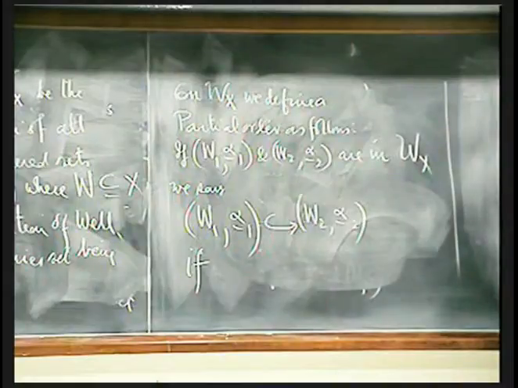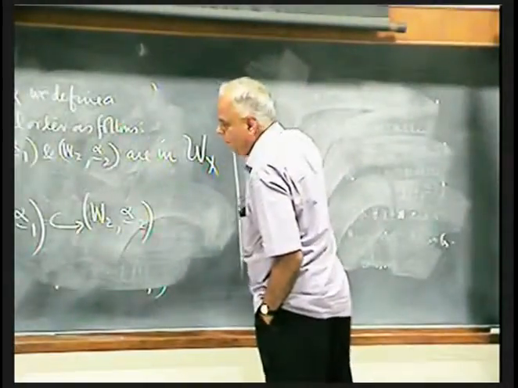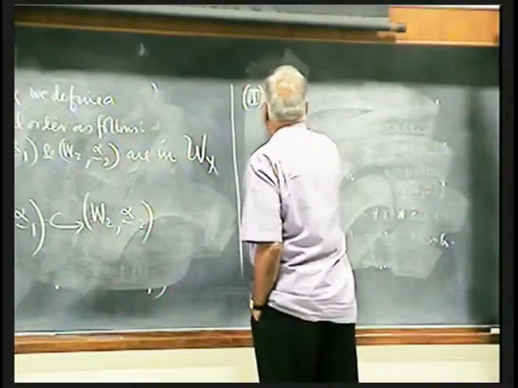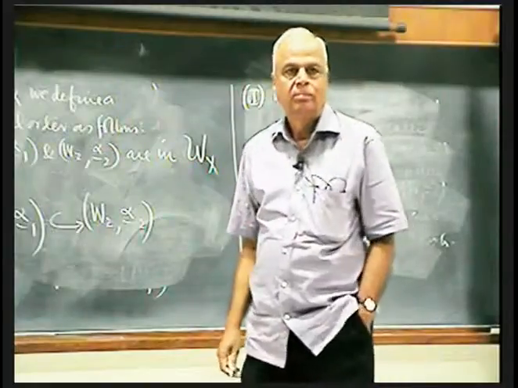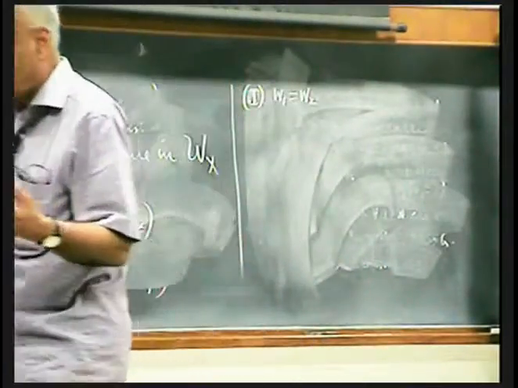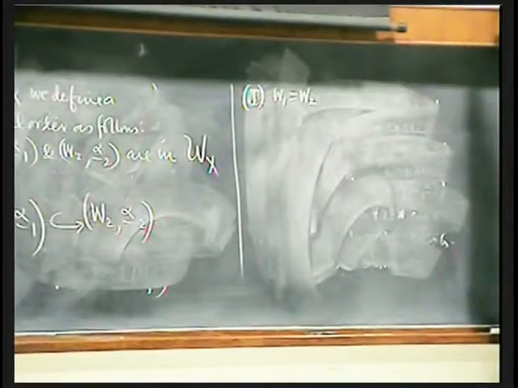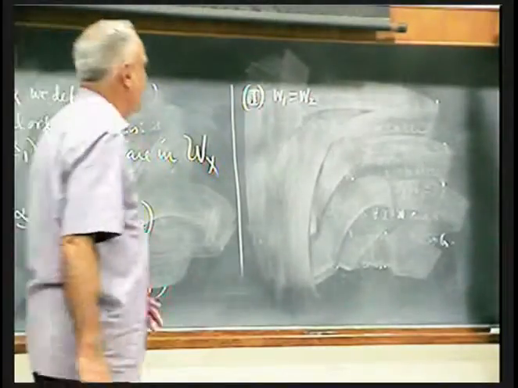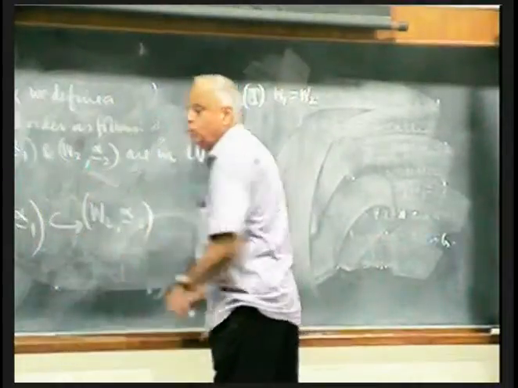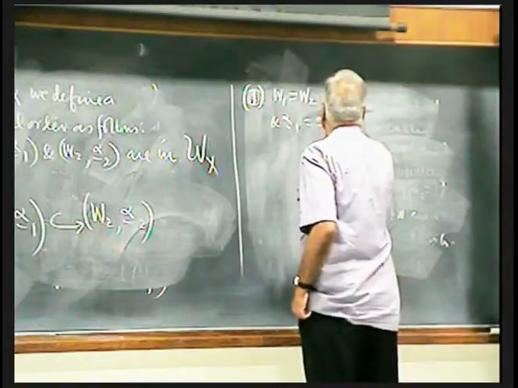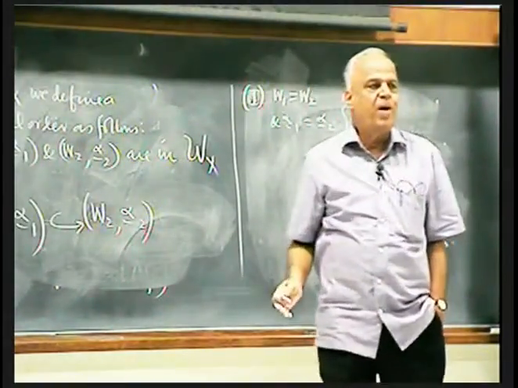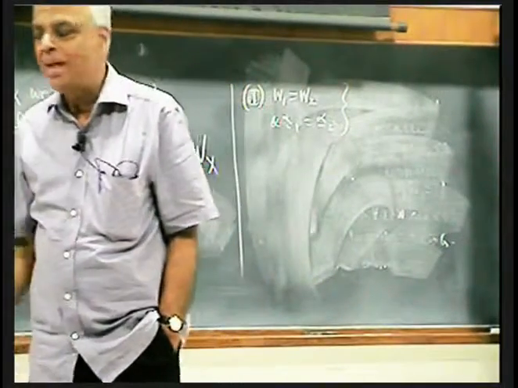If, one, W1 equals W2. Whenever I have a partial order, I must make sure that everybody is related to himself. That reflexivity must be there. So I am disposing of the case W1 equal to W2, but then the order also should be the same. That takes care of the fact that everybody is related to himself.